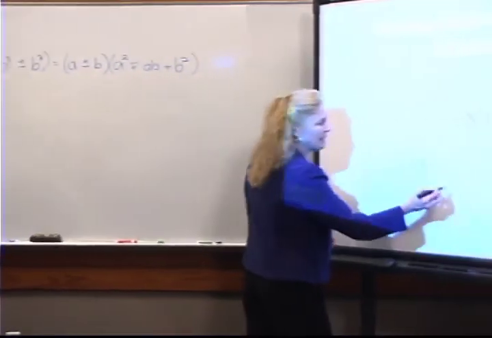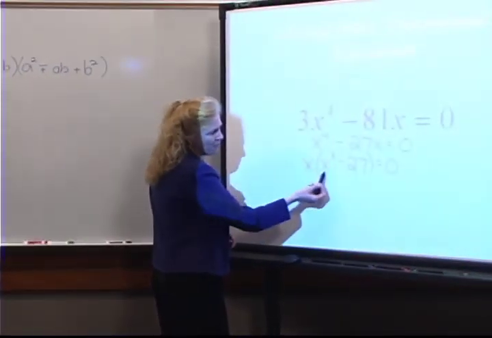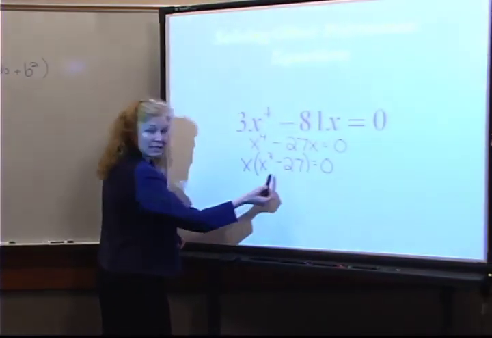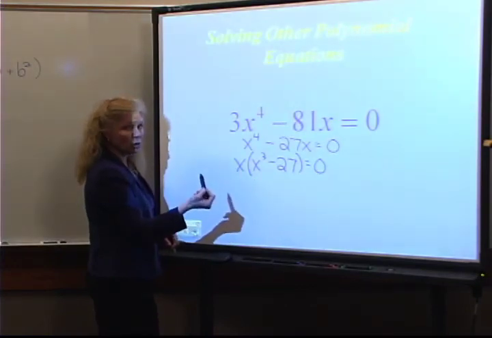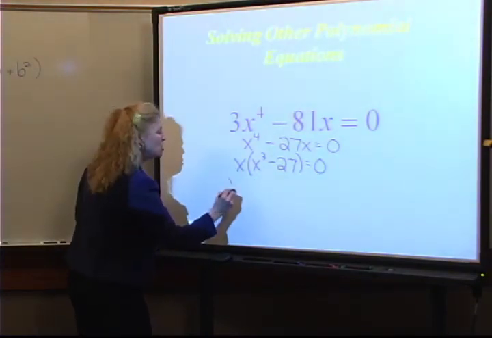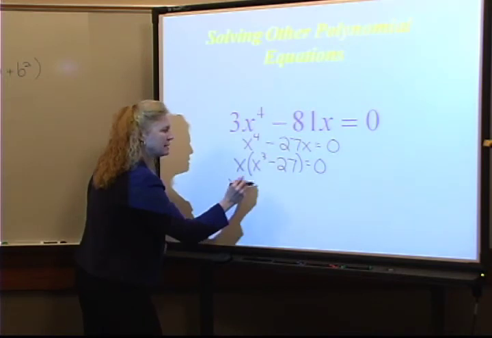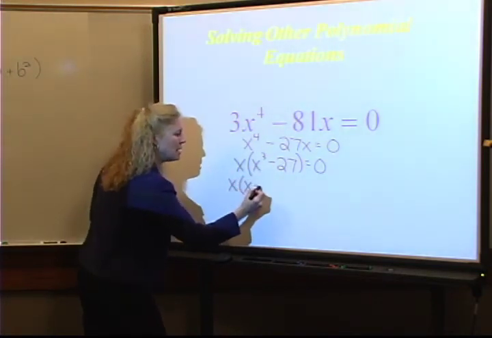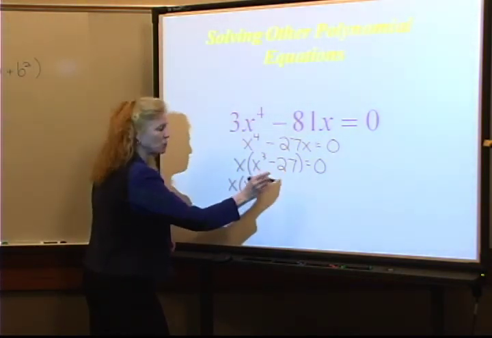Okay, so then this, I notice, is a perfect cube. 27 happens to be 3 cubed. So it would be x, keep the same sign. What cubed gives me 27?